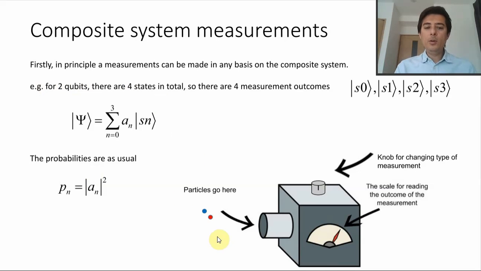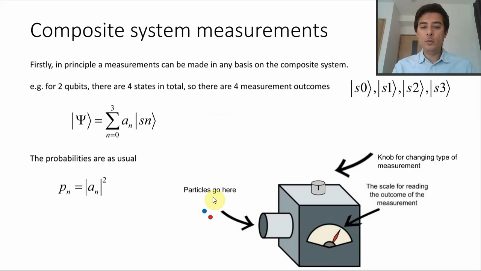So when you do a measurement on 2 particles, you will always get 4 different outcomes. And these 4 states, again, as we were talking about, you can measure in any different basis. So these 4 states could be in any kind of basis that you choose, right?